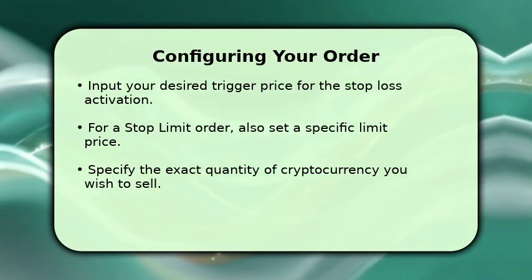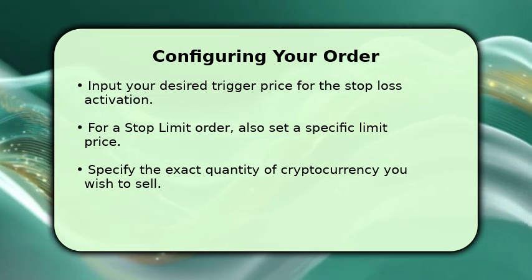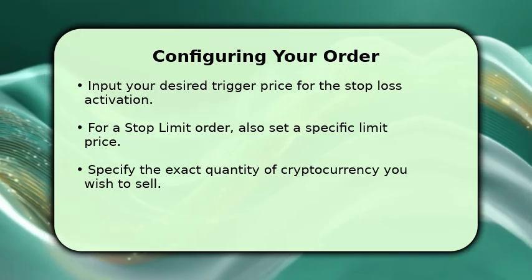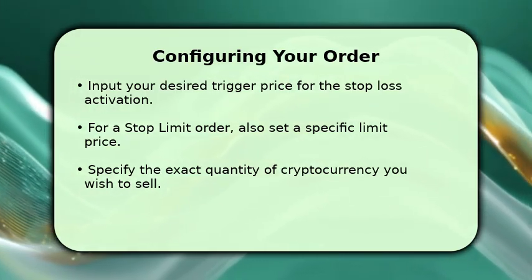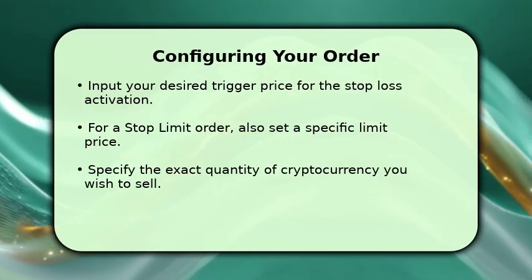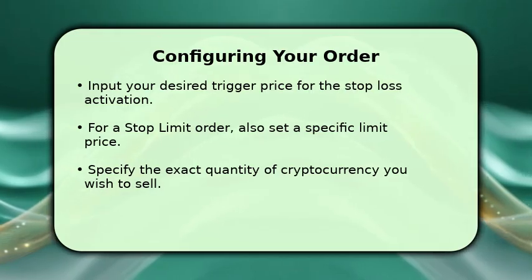Once you've navigated to the stop-loss settings, you'll need to input a few key details. First, set your trigger price. This is the point at which your stop-loss order becomes active. If you're using a stop limit order, you'll also specify a limit price, ensuring your trade executes at that price or better. Finally, enter the exact quantity of the asset you want to protect with this order.